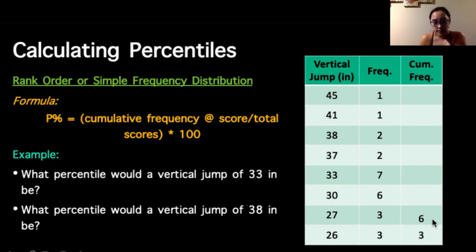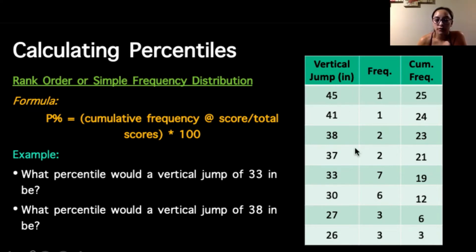This should make sense, right, because if we added up the frequencies of everybody who performed at or worse than 27, 3 plus 3 is 6. Okay, we add 6 more to that, and we get 12. Add 7 to that, we get 19. Okay, and so on and so forth until we have our entire sample size. So again, start your cumulative frequency column at the worst score.